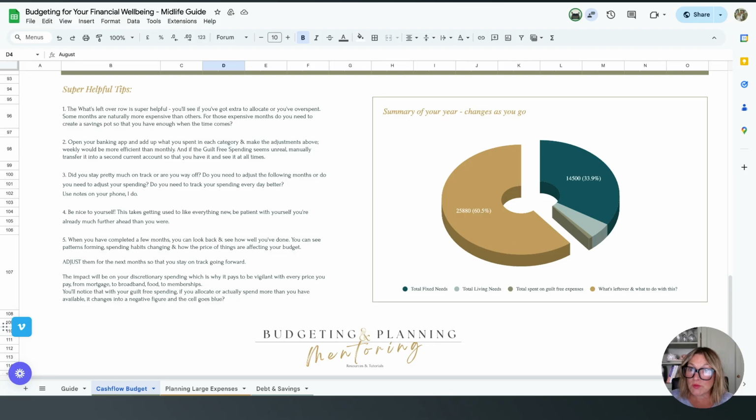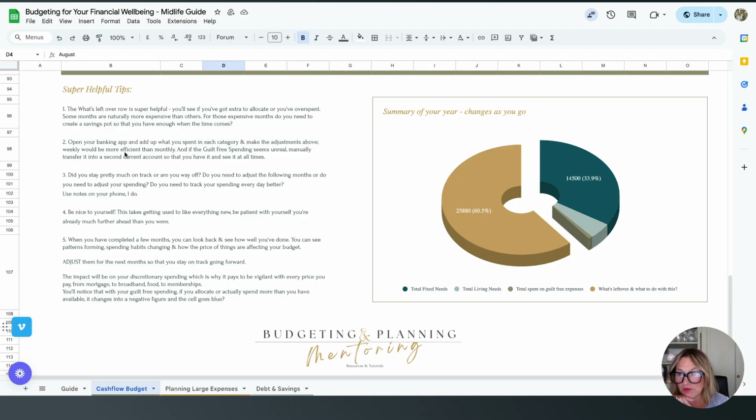So with the information we've given this so far, you can see that your total fixed needs are coming out at 14,500 for the year. This is your little total living needs slice, your total spent on guilt-free expenses slice, and of course, we've not yet assigned most of our income. So it's currently looking like we've got £25,880 still to assign. But it just gives you that little bit of visual just to help if that's the sort of thing that you like.